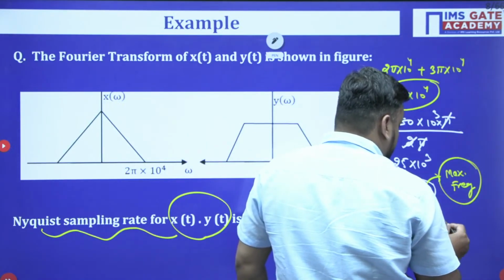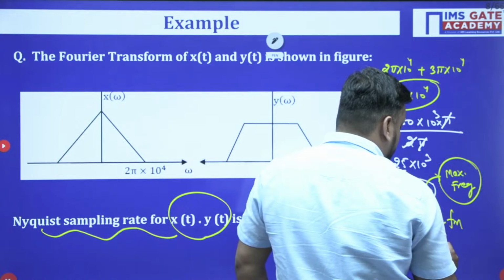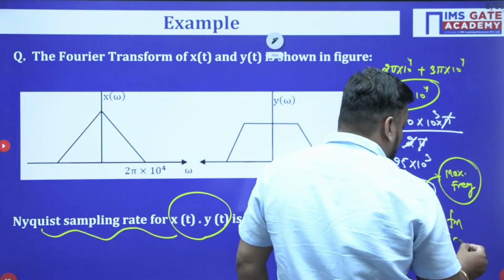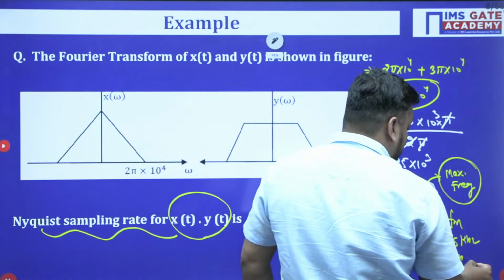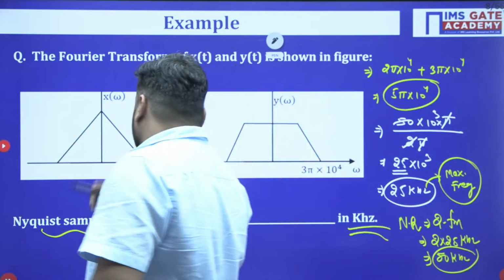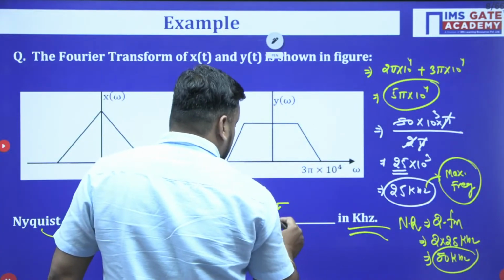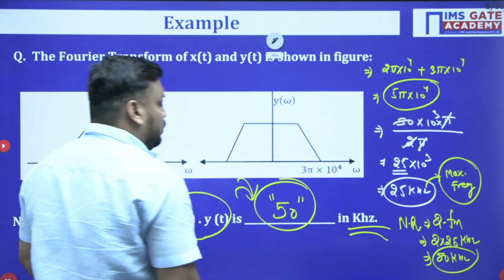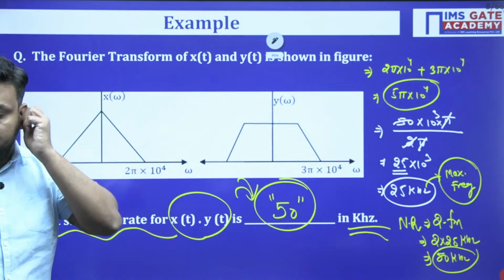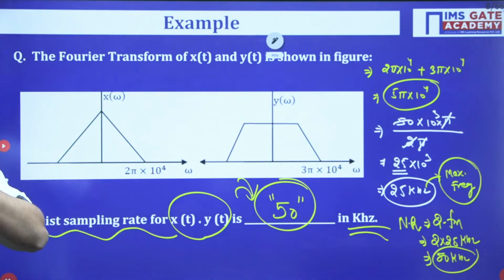I am looking for the Nyquist rate. So what is the Nyquist rate? Nyquist rate is twice FM, so it is twice 25 kilohertz. Your final answer is 50 kilohertz. Yes? It means you are supposed to type 50 only. Is this crystal clear, children? 25 is the maximum frequency, but you are looking for the Nyquist rate, which is twice FM. Is this clear?